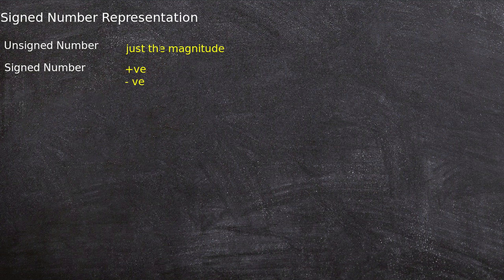There are two kinds of numbers possible: signed numbers and unsigned numbers. Unsigned number means it has just the magnitude of that number and no sign is associated with it. But if it is a signed number, then there is always a sign associated with that magnitude, and that sign is either positive or negative.